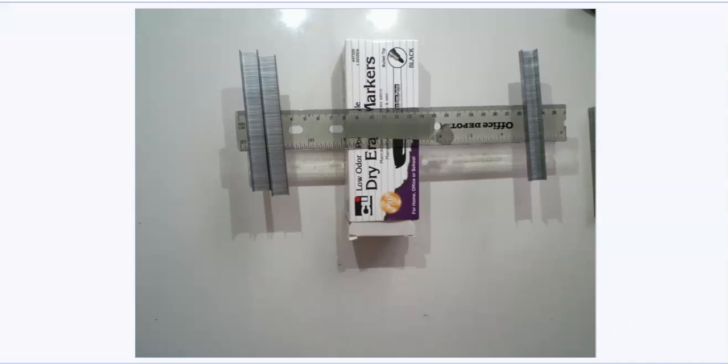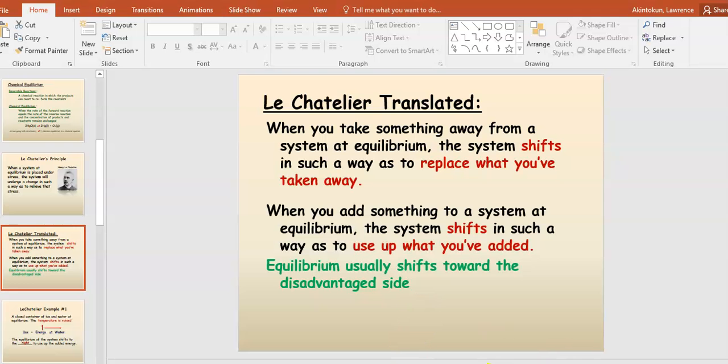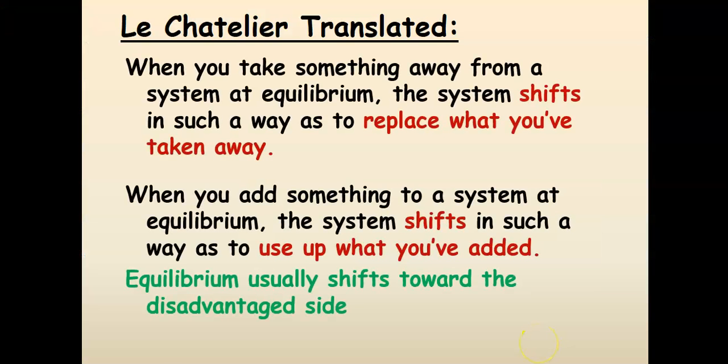Alright? So, let's go back to class. It says that when you take away something from a system at equilibrium, the system shifts in such a way as to replace what you have taken away. When you add something to a system at equilibrium, the system shifts in such a way as to use up what you have added. So in other words, equilibrium usually shifts towards the disadvantaged side. Any question on those two statements? No. Thank you for your response.